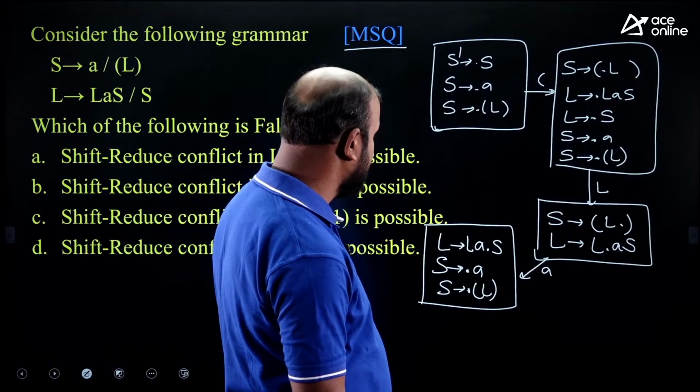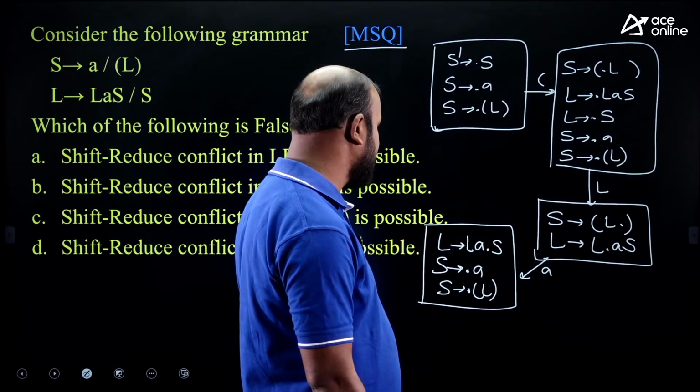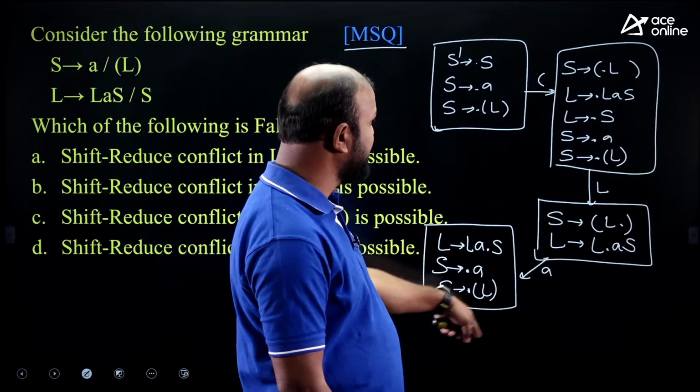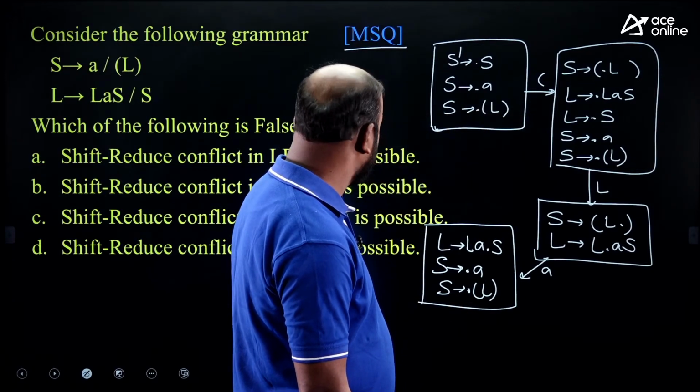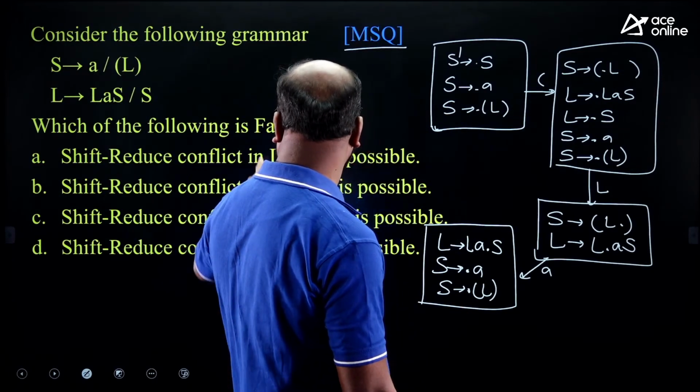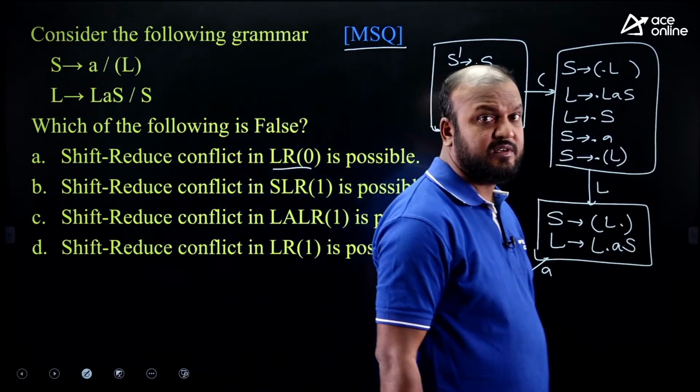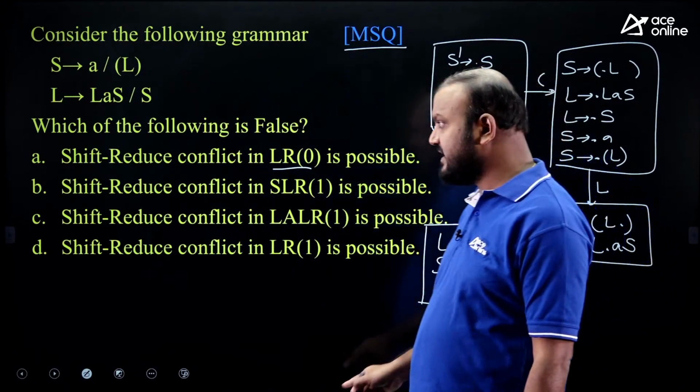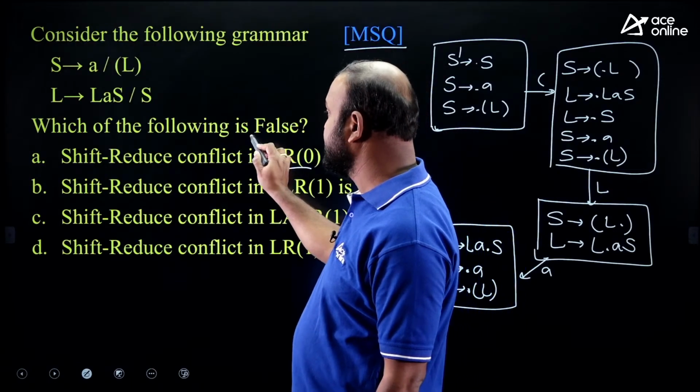Done, right? With S, only one item. With A, only one item. With open, you will get that item. Any conflicts possible? Which of the following is false? The question is about the false statement, because nowhere am I getting conflicts.